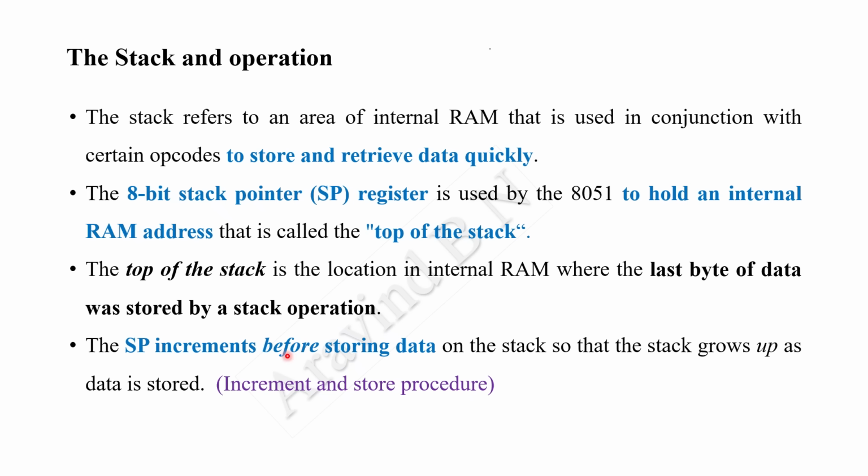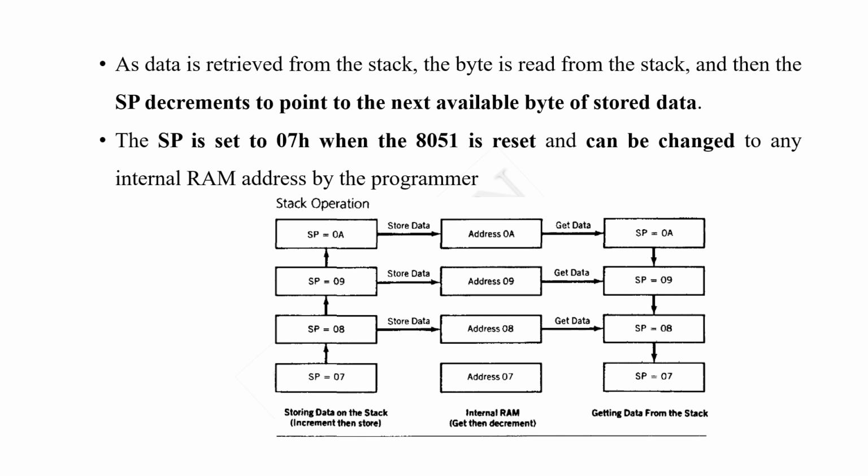The stack pointer increments before storing the data into the stack; we call it the increment and store procedure. Similarly, when we are retrieving data from the stack, it first retrieves the data and then decrements the stack pointer. This is a small realization of storing data onto the stack and retrieving it back to a register or any memory location. That is what happens in the stack pointer, as represented over here.